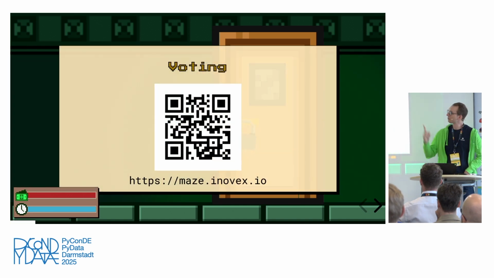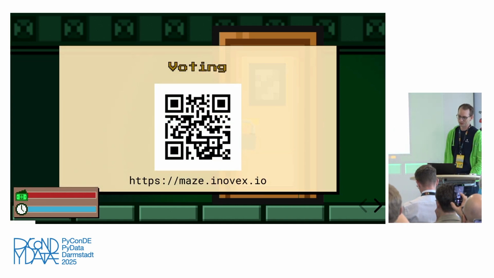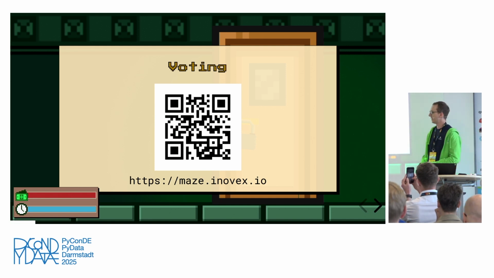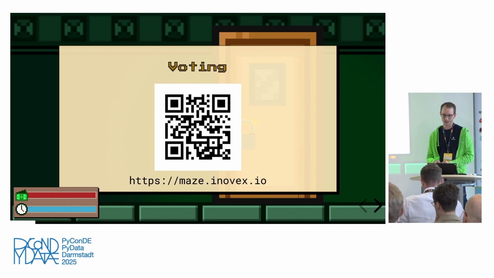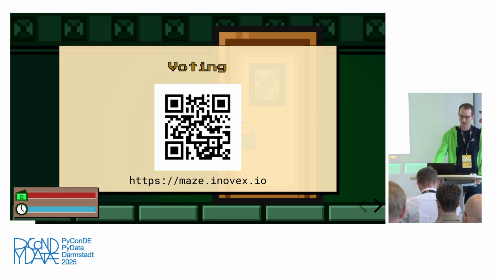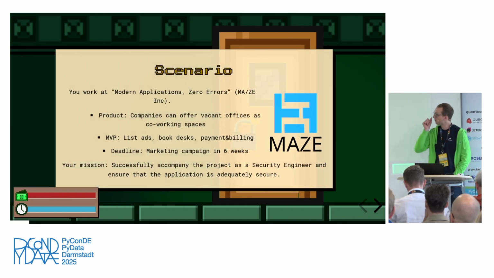Let's start with the voting. Now you can get your smartphones out. You can scan this QR code, or you can enter the URL down below, maze.innovex.io, and now you should get to an empty page, and there you will get the decisions you will make later. The URL will come up later again if you were not fast enough.